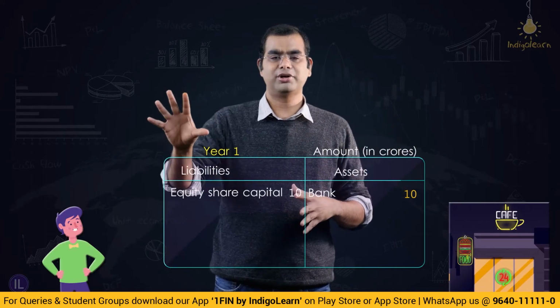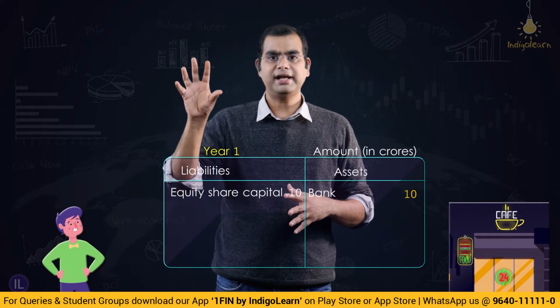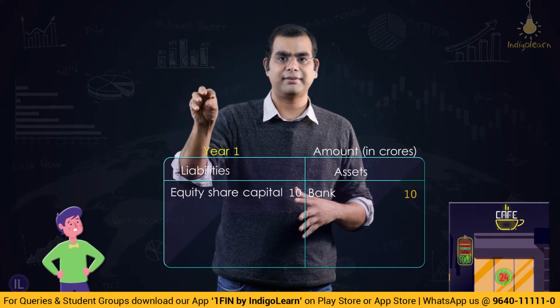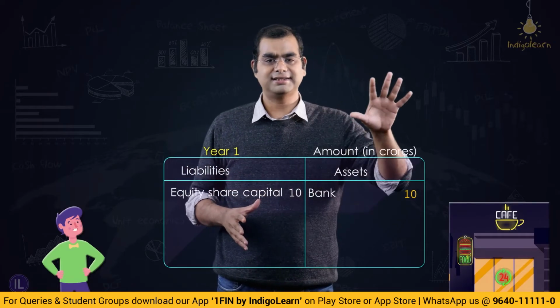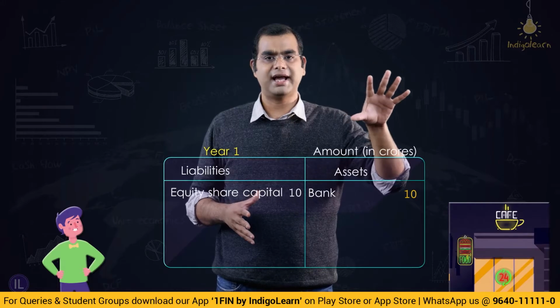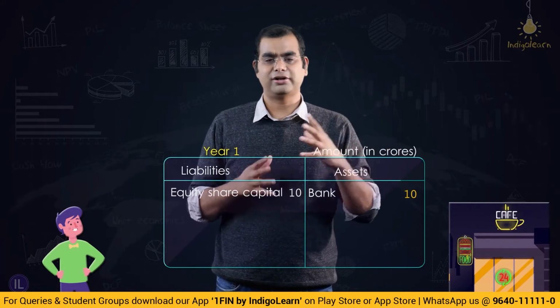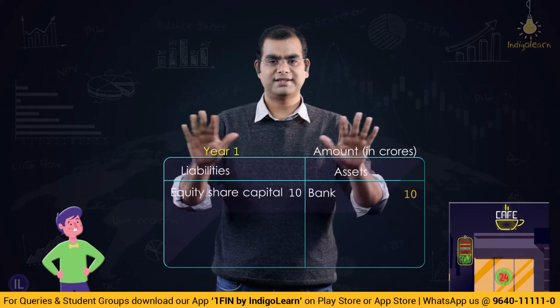So equity share capital, because the company has taken money from you, you are a third party, and because you have given the share capital to the company, they are showing it on the sources of funds side. And on the asset side, or let's say the deployment of funds side, the company has money lying in its bank account, 10 crores, right? There's only one line item on either side. Very good. So far simple.